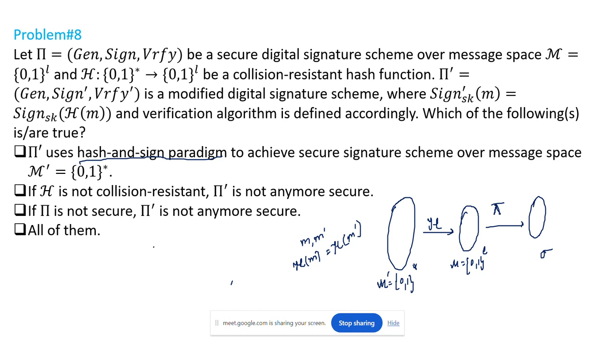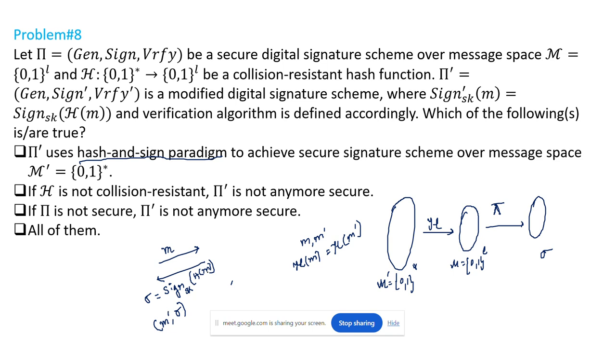So you can see the response corresponding to this. Let's say you are querying with m to the signing oracle of pi dash. What you get to see is this sign of h of m with respect to the signing key, right? So this gives you a valid signature. Now you can come up with a forgery m dash comma sigma. Sigma will be a valid signature for m dash as well.